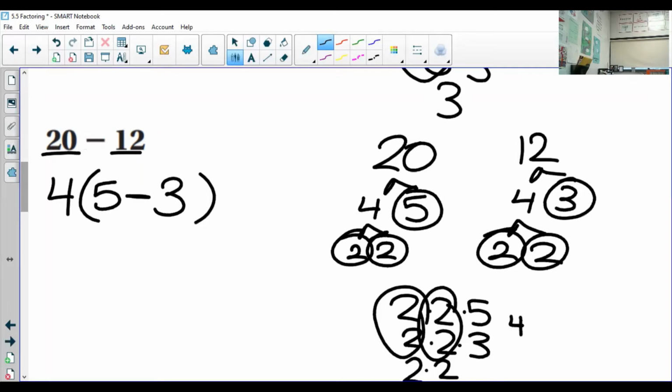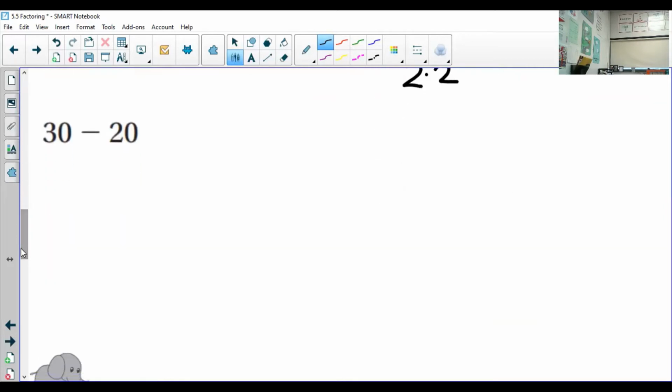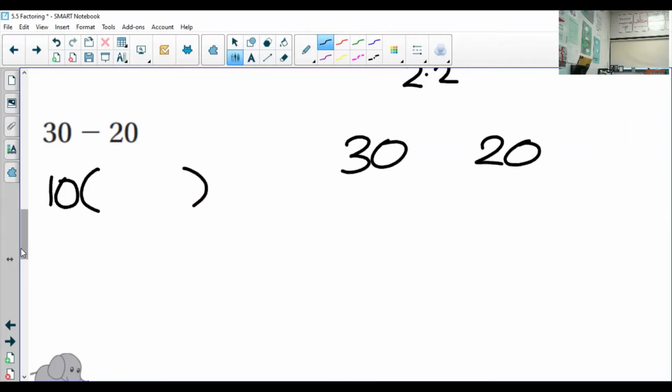All right, let's do another one. Okay, here we go. 30 minus 20. Sometimes you might be able to find the greatest common factor in your head. If you want to, you can come off to the side and do your factor trees, but sometimes you just might know it. For example, I know that the greatest common factor for 30 and 20 is 10. There's nothing bigger than 10 that goes into both of them. So I'm not going to do the trees. I'm just going to start with 10 and write my parentheses.